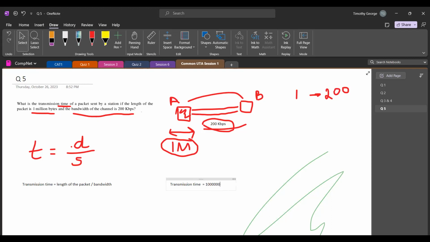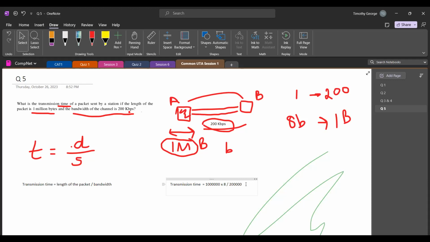divided by 200K. And one thing you have to remember is this is 1 million bytes, so that's capital B, and this is small b. Small b is bits, and 8 bits is 1 byte. So the length needs to be multiplied by 8 to get the number of bits. Or simply you could multiply the numerator by 8. That's simple.